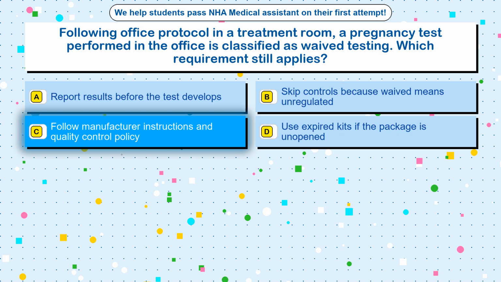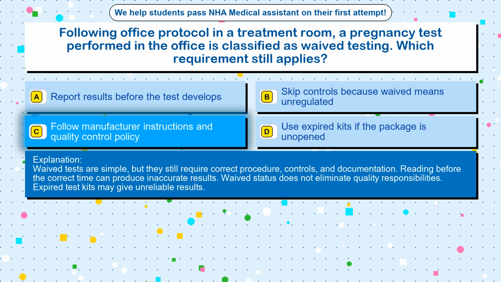Follow manufacturer instructions and quality control policy. Waived tests are simple, but they still require correct procedure, controls, and documentation. Reading before the correct time can produce inaccurate results. Waived status does not eliminate quality responsibilities. Expired test kits may give unreliable results.